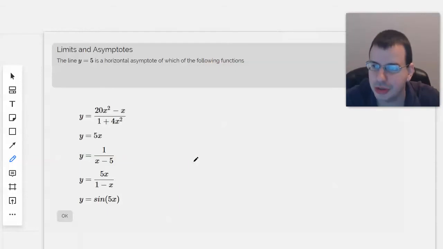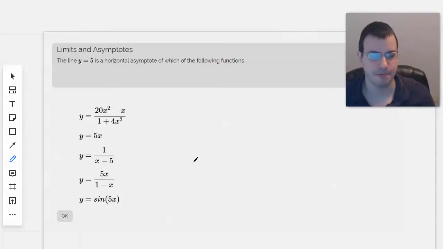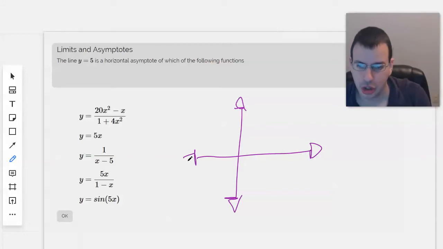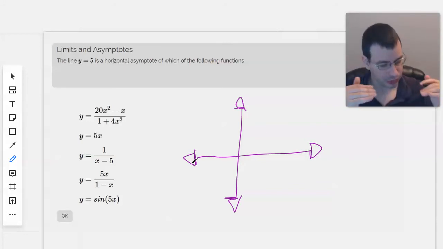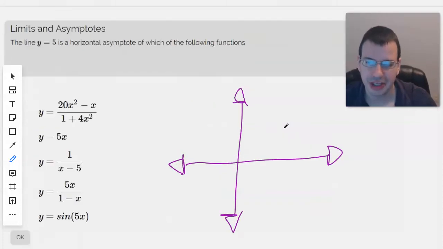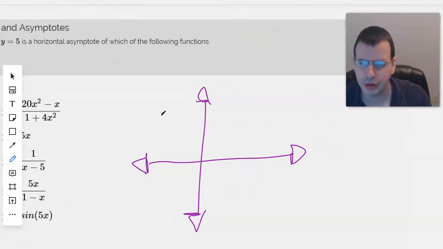Limits and asymptotes. Line y equals 5 is a horizontal asymptote of which of the following functions? Okay, so the idea with an asymptote is it's a line or curve or something which you get closer and closer to but never quite reach. I assume there's a formula for finding horizontal asymptotes. I never learned it though.